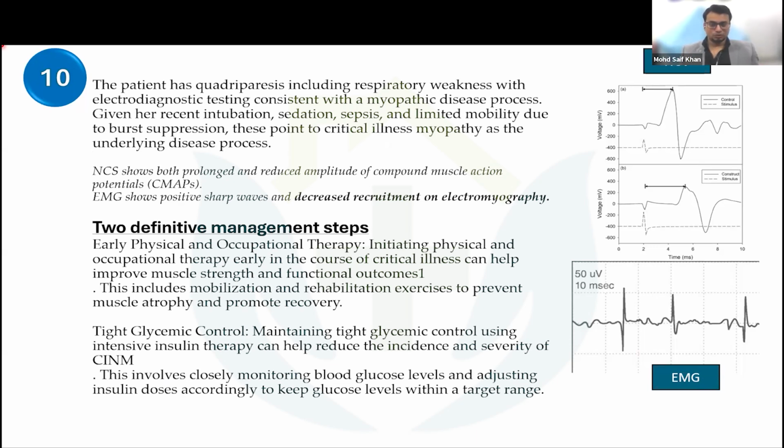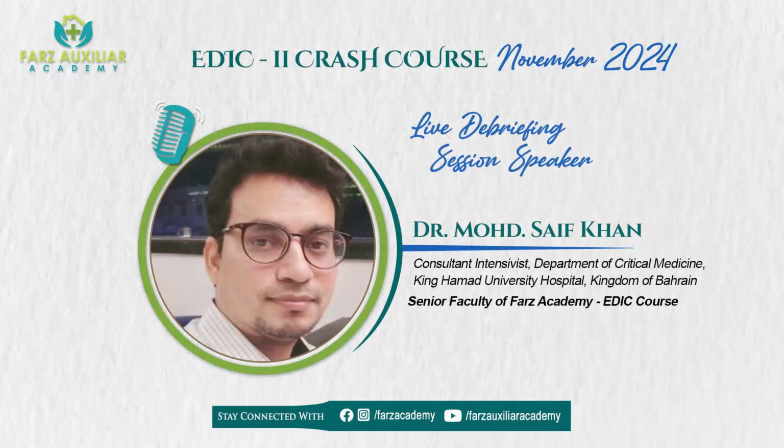You have to do something to prevent further damage to muscles and nerves, and to improve, regenerate or recover. For that you need a physical and occupational therapy team. Tight glucose control with insulin is what they say helps a lot. Stop steroids, stop nephrotoxic medications as early as possible. All these things help in critical illness polyneuropathy. So that's all. I think I could complete in time, just 2-3 minutes ahead of time. Okay, thank you so much.